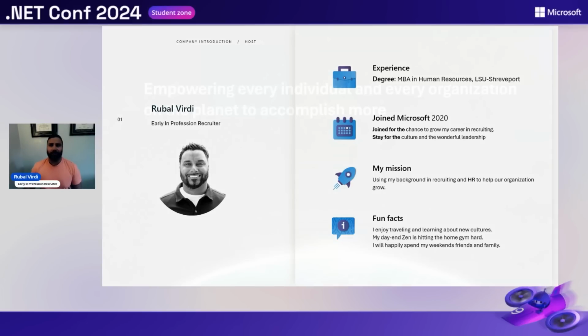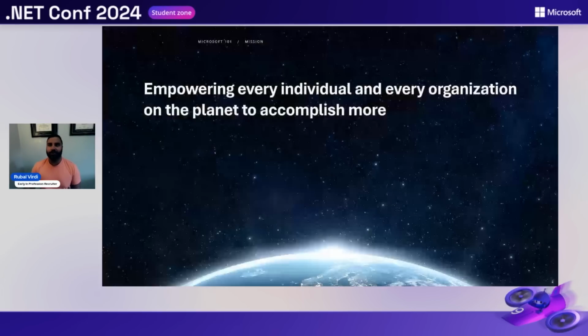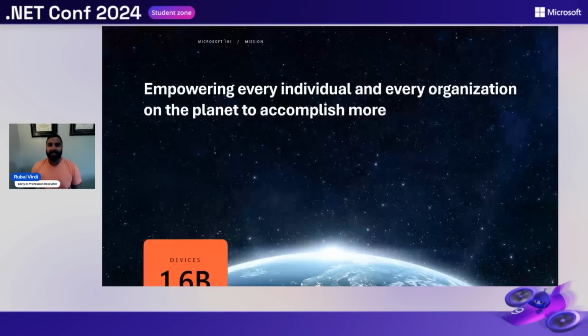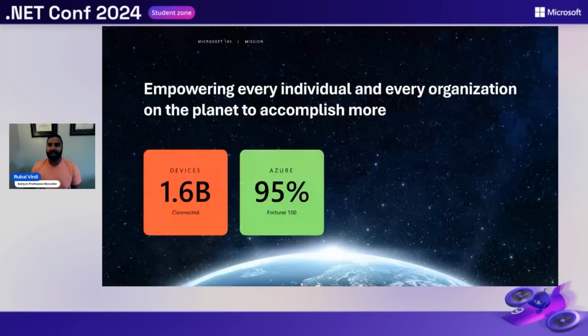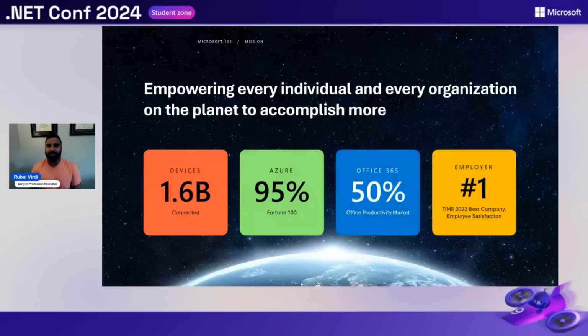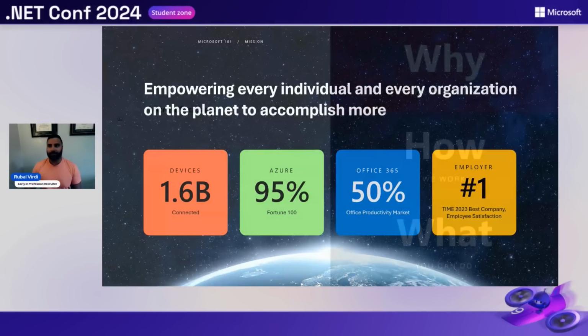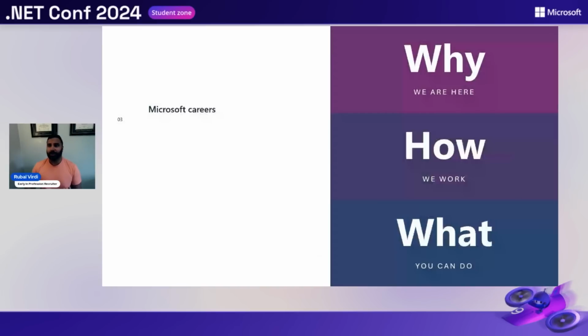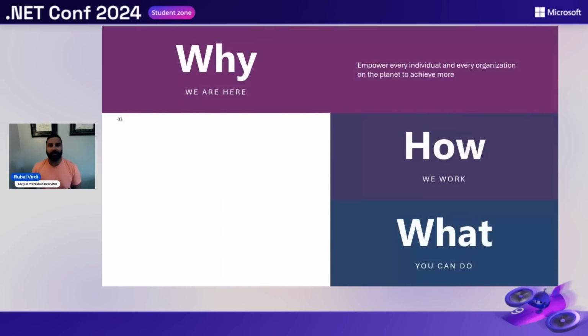So what is Microsoft all about? We're all about empowering every individual and every organization on the planet to achieve more. Here are a couple of fun facts about Microsoft, and I won't go through each one of them, but as you can see, Microsoft works at such a large scale. So why are we here? Well, as I mentioned, we're here to empower every individual and every organization on the planet to achieve more. The work that we do allows us to reach communities and ultimately the entire planet.